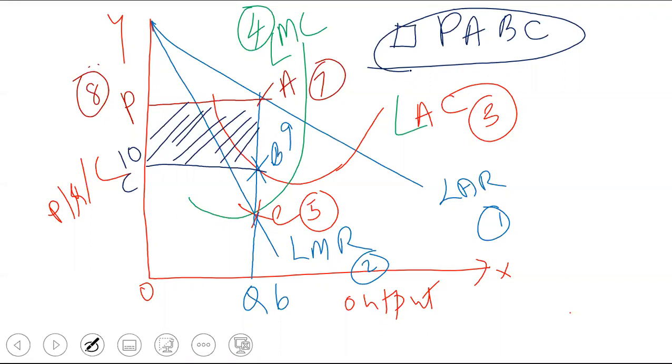Write next: in perfect competition, in the long run, all the firms make normal profit. Again I'm repeating, in perfect competition, in the long run, all the firms make normal profit. Underline normal profit.